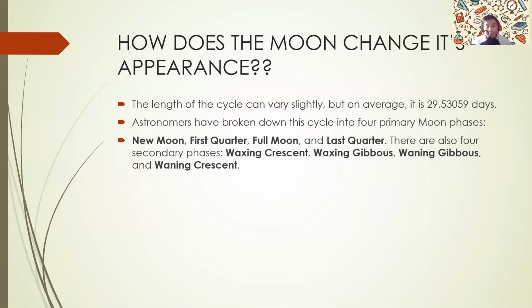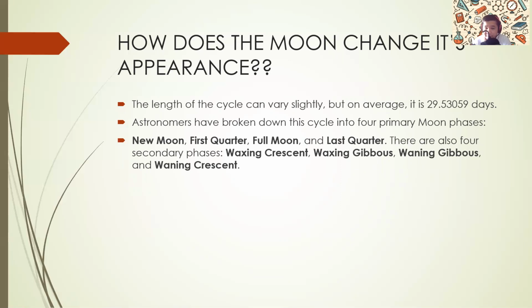And that's it. Those are the eight phases of the moon. Let's review them, shall we? The first phase is the new moon. The second phase is the waxing crescent. The third phase is the first quarter or the first half moon. The fourth phase is the waxing gibbous.